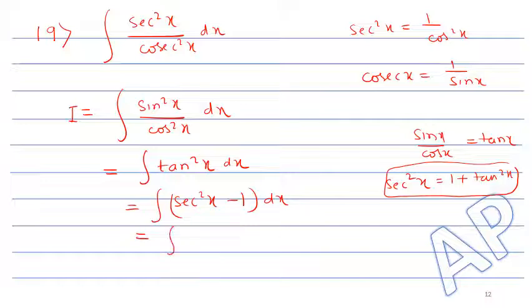Now we can integrate this separately. That is integral secant square x dx minus integral dx. So integral secant square x is tan x, minus integral 1 dx is x. So tan x minus x plus c is the answer.